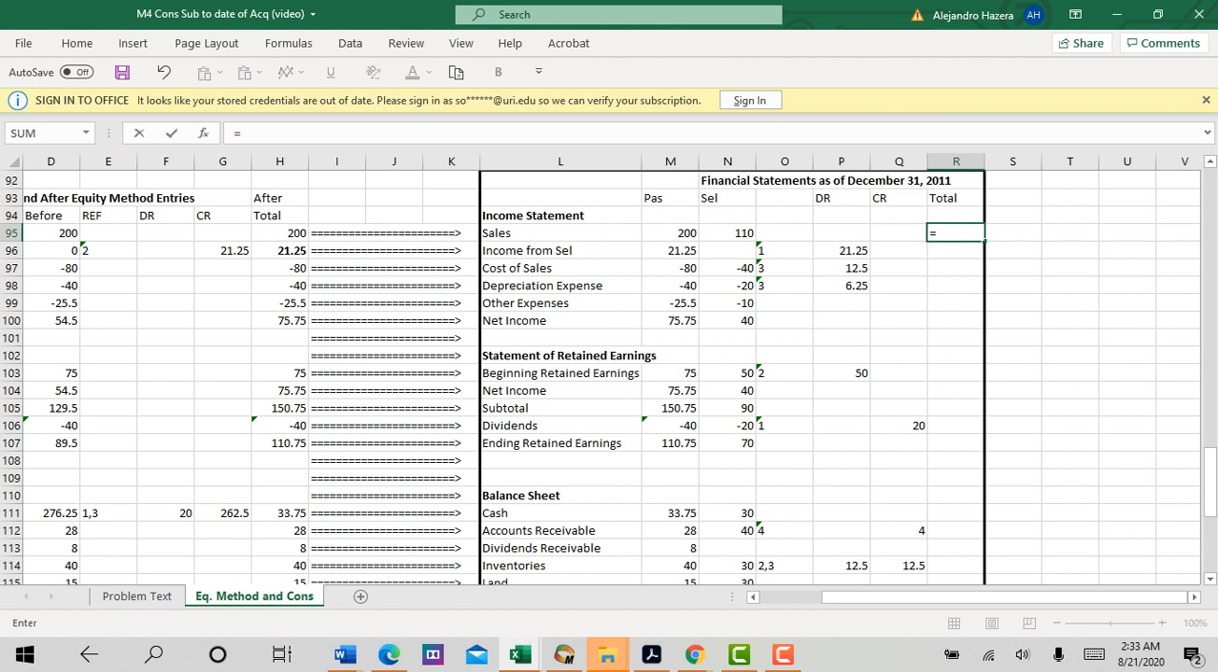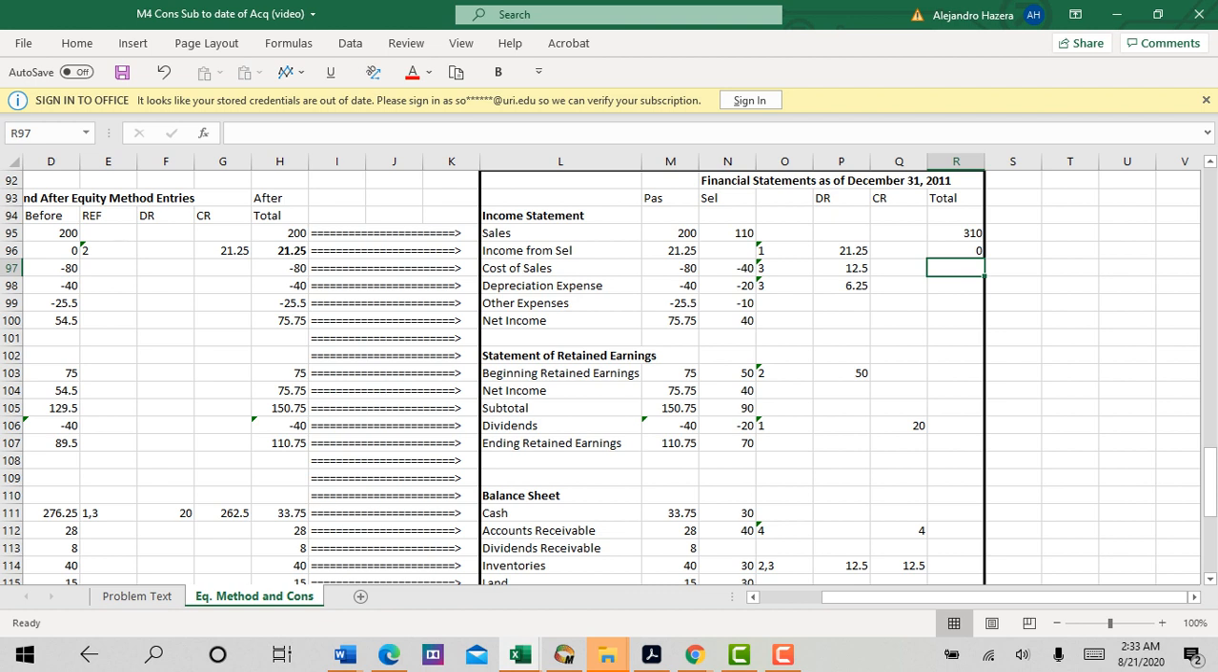Okay, so sales is going to be 200 plus 110, just to get in the habit, plus any credits, which are 0, but soon they won't be, minus any debits, which is going to give you the 310. Income from sub is just going to be 21.5 plus whatever's on the sub's book, which is never the case, plus the credits minus the debits, which should give you a balance of 0. And this should always be 0.